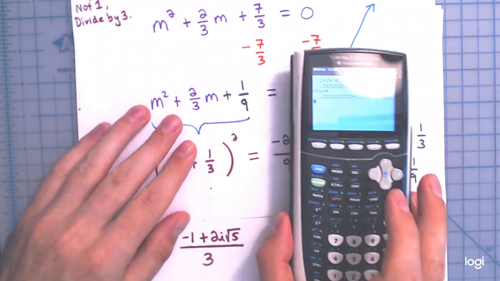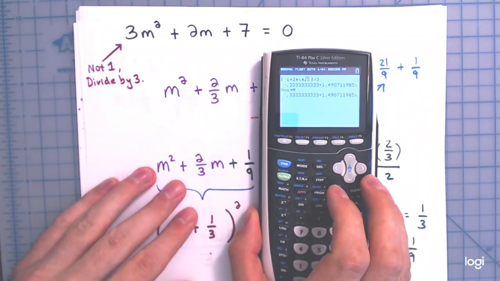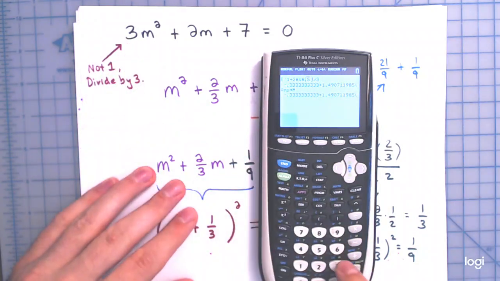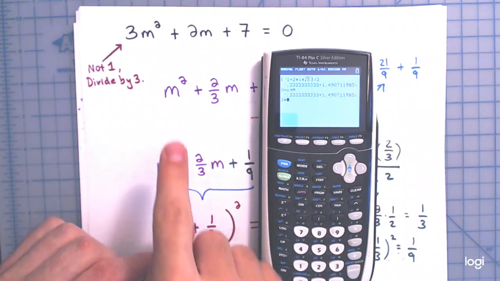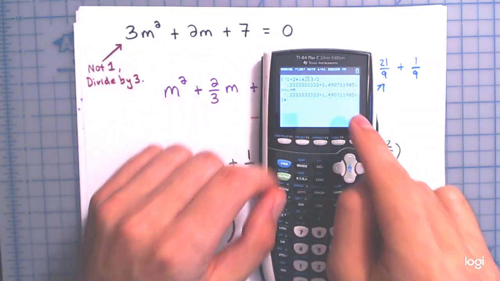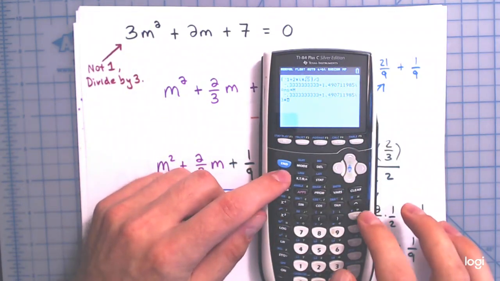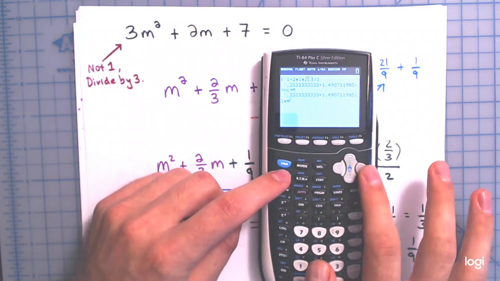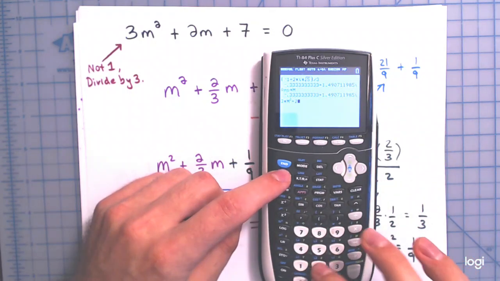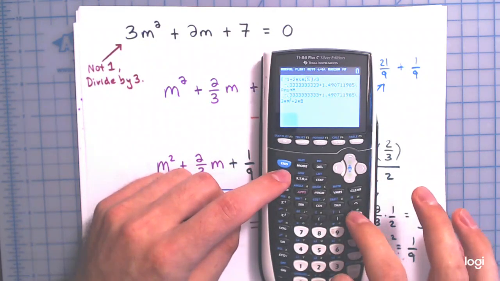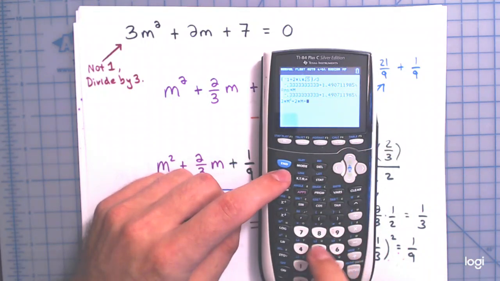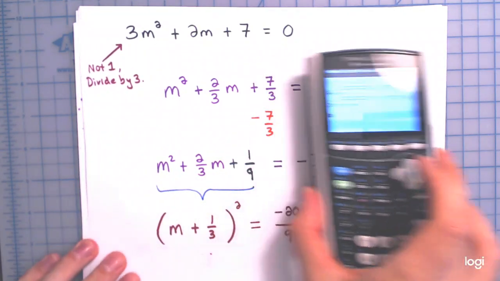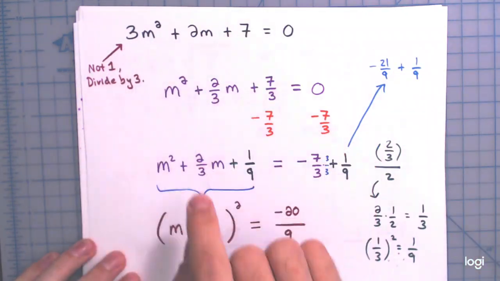Alright, so back in the original equation, I have 3 times, and then I'm plugging in this number for m squared, that's just m squared. Alright, then plus 2 times, I'm going to use the letter m again. Again, every time I see m, it's that number. And then plus 7, and hopefully I get 0. And yes, I do. And it works. Alright, it does work. It makes that a true statement.